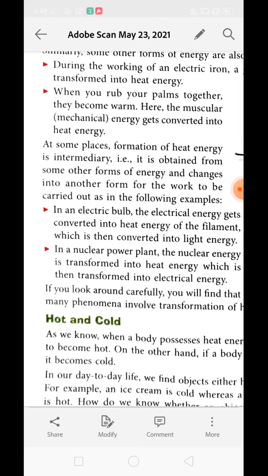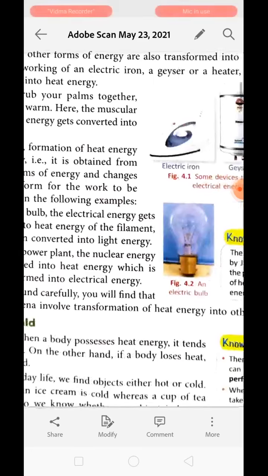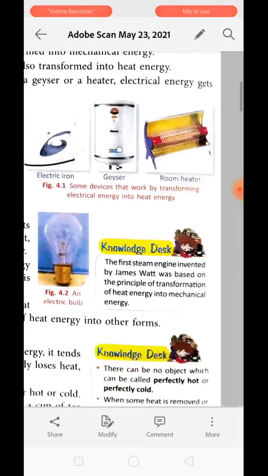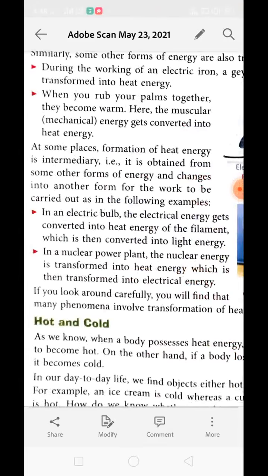During the working of an electric iron, geyser or a heater, electrical energy gets transformed into heat energy. The second one is when you rub your palms together, they become warm. Here muscular energy gets transformed into heat energy. This is your answer of question number 1 of E. Okay, now second question.